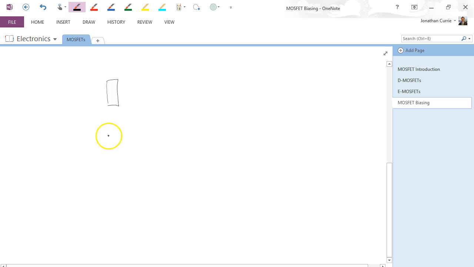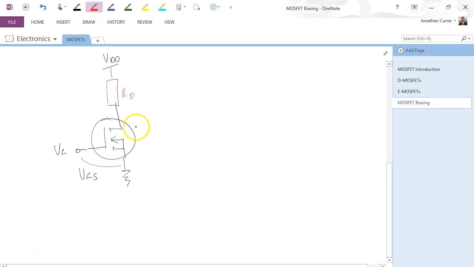And so realistically the model that we can use is something like this. Remember, we're using an N-channel E-MOSFET, VDD, that goes to ground, voltage on the gate, that becomes VGS, drain resistance, and this is our FET, VGS across here.